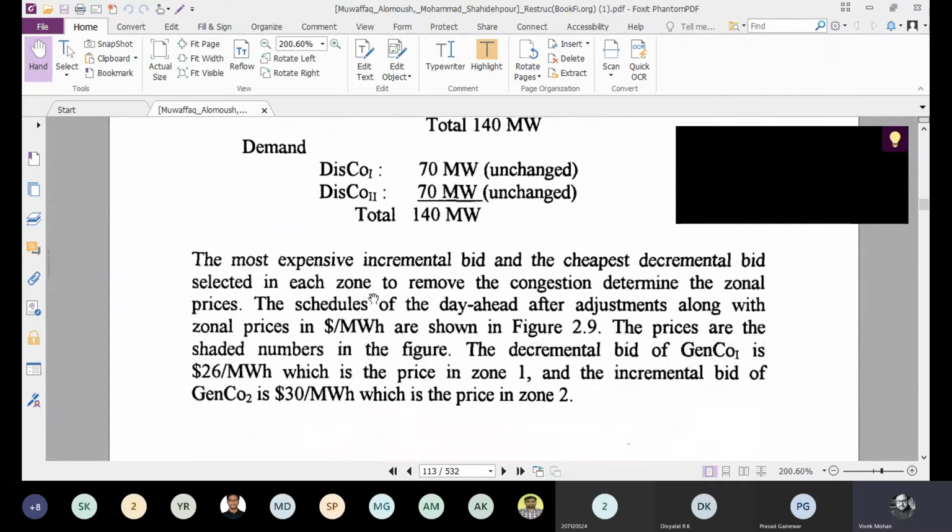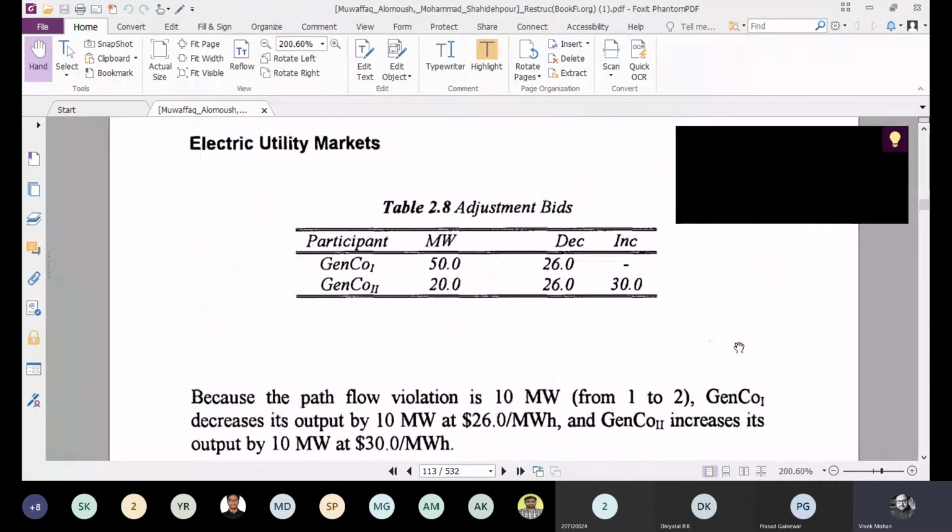Now, to find the zonal price, the most expensive incremental bid and the cheapest decremental bid is selected in each zone to remove the congestion and determine the zonal prices. That means you can see here the decremental bid of Genco 1. What is the decremental bid of Genco 1? Here only one decremental bid is there, so there is no need of comparison here to find the cheapest decremental bid.